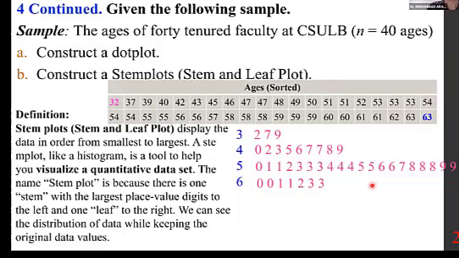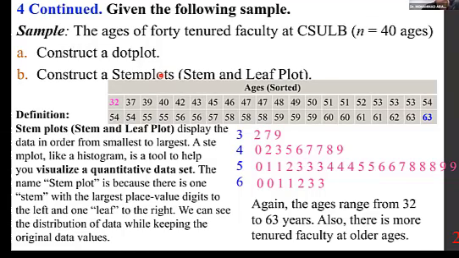This is a stem plot. And again, the ages range from 32 to 63 years. Also, there is more tenured faculty at older ages. Clearly, we can see it from here and here. This is the longest one.